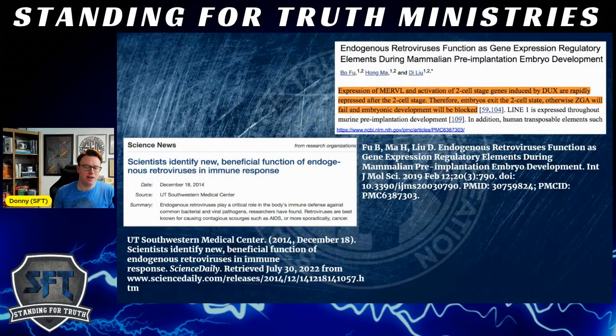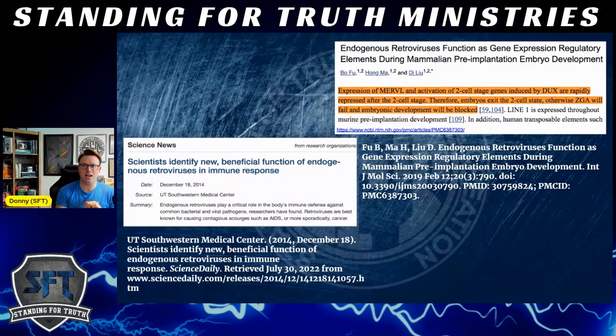Scientists identify new beneficial function of endogenous retroviruses in immune response. Guys, we are in the beginning stages of understanding the DNA language. And as creationists, we can predict as time goes on and more sophisticated ways of determining function within the genome come about, we're going to find more and more function for pseudogenes, ERV elements, ALU sequences, all types of retro elements, LINEs, SINEs, and LTR retro elements, non-LTR retro elements.